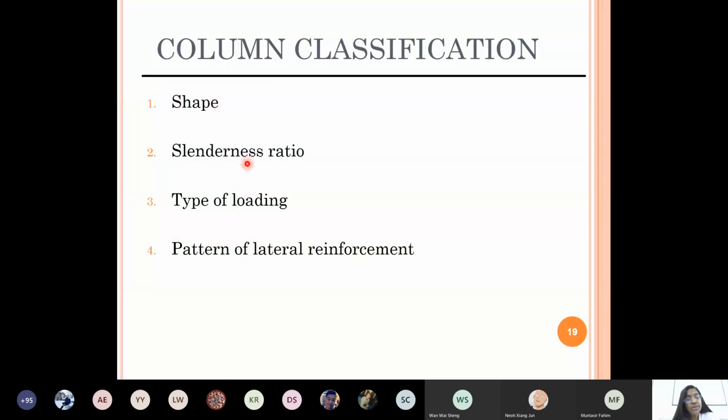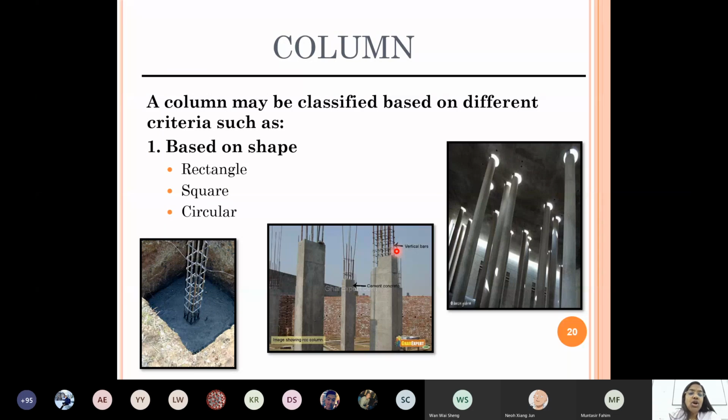Column will be based on shape, slenderness. You will see what is slenderness ratio. This ratio determines the type of design, and type of loading, pattern of lateral reinforcement. We'll see what is lateral reinforcement first. A column may be classified based on different criteria, such as depending on the shape. Number 1 is the shape. Based on the shape, it may be rectangular, square, circular.